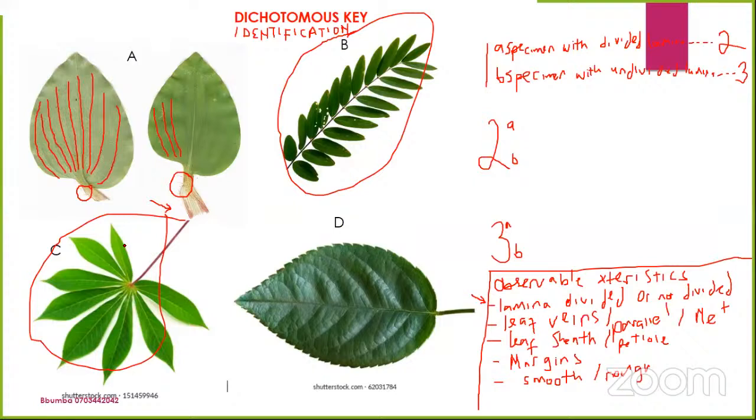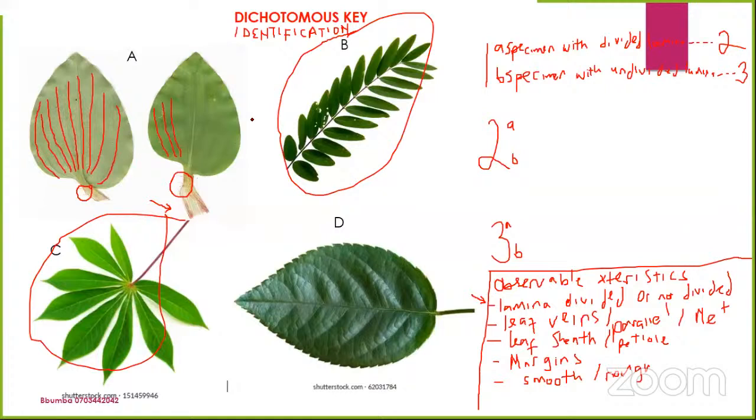Can I use veins? No, they all have network veins. Can I use sheath? They all have petiole. Can I use margin? For some of these, it's not good to use margin, because they are forming leaflets, so it's not easy to go for its texture. We don't have the leaves to fill them. So we can use, again, divided lamina.